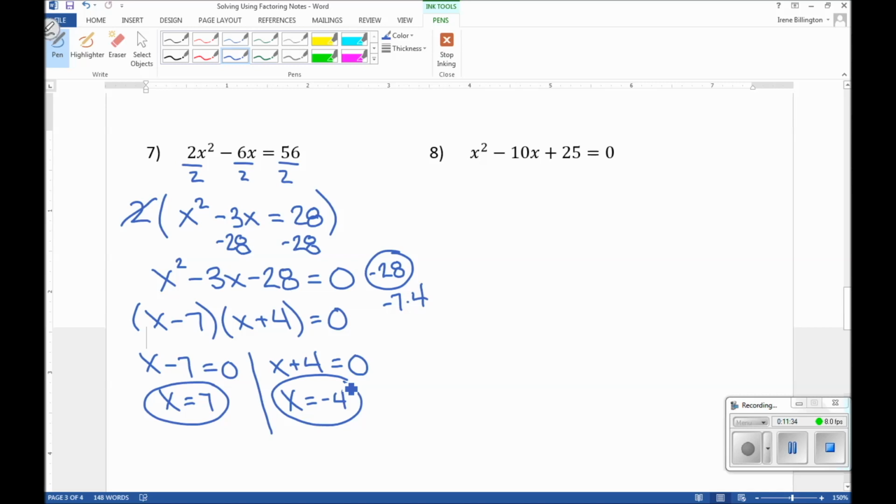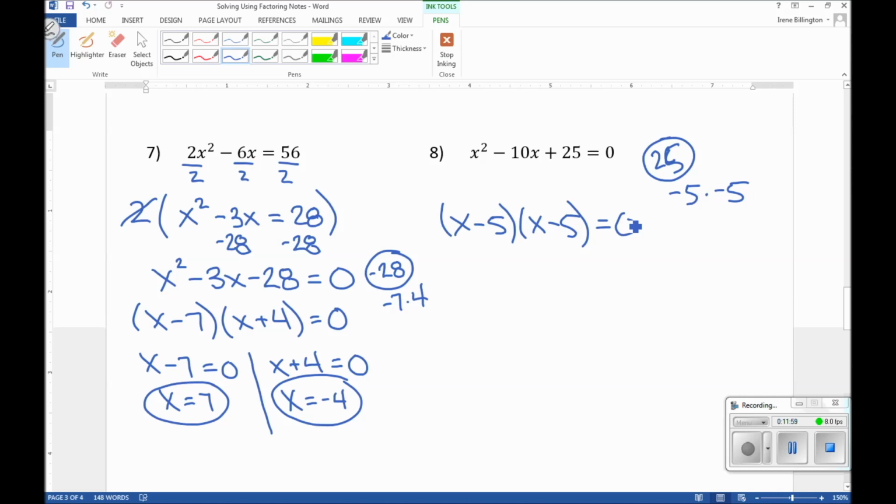All right, last example using our shortcut. Set up correctly to equal 0. So my magic number is 25. What multiplies to equal 25 and adds to equal negative 10? That would be negative 5 and negative 5. Notice your two factors are the same. So our polynomial becomes x minus 5 and x minus 5 equals 0.